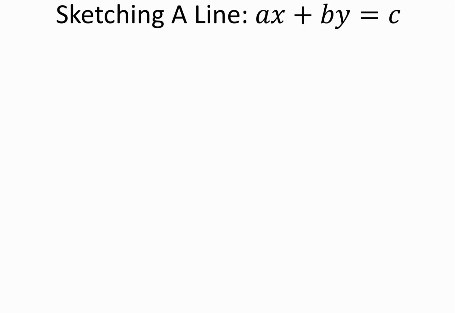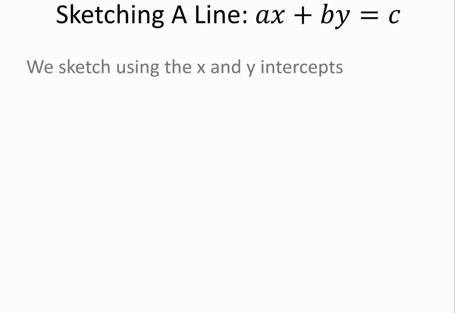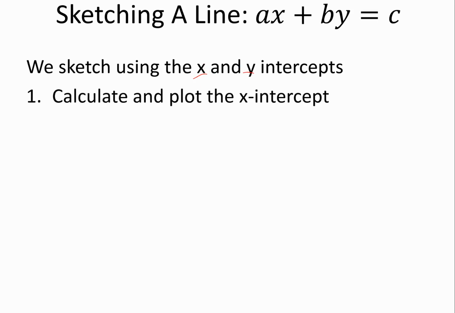Sometimes a line is in a different form, ax plus by equals c. We'll sketch this in a different way. We'll sketch it using 2 key points, the x and y intercepts. First, let's find our x-intercept. We know that the x-intercept is where the graph crosses the x-axis, and at that point, y is 0. So we'll substitute in 0 for y into our equation here. We'll let y equal 0, and we'll solve for x by rearranging the equation or using solve on the CAS.